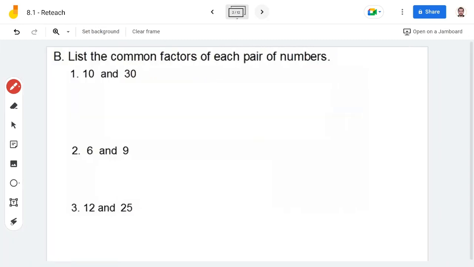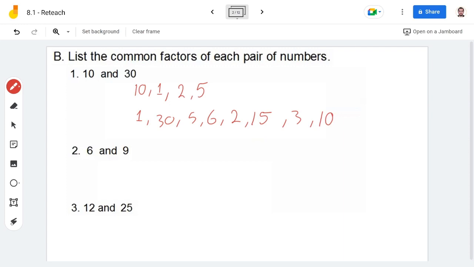Now let's start with the lesson. These are the common factors of each pair of numbers. What are the factor pairs of 10? We already found them: 10 times 1, and 2 and 5. For 30, we have 1 and 30, 5 and 6, 2 and 15, and also 3 and 10.